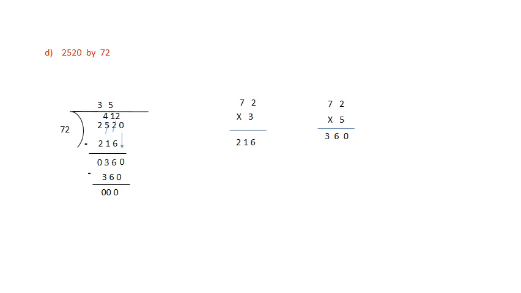So what is your quotient? Your quotient is 35 and remainder is 0. That we will write down here. Quotient 35 and remainder is 0.